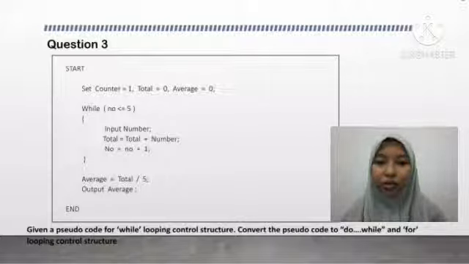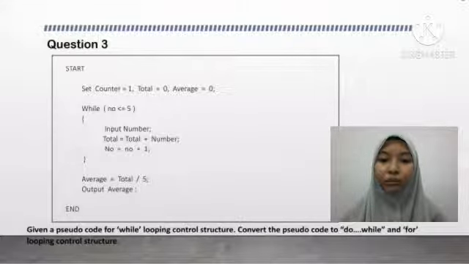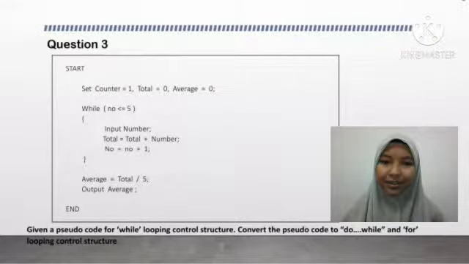This question gives start, set counter 1, total 0, average 0, while number equal 5. And then input number, total equal total plus number, and number equal number plus 1. And then average equal total divide 5. And next output average and end.